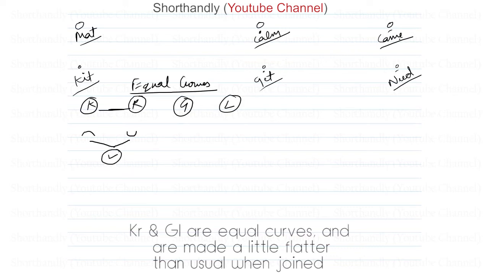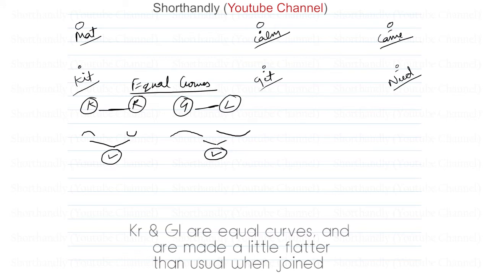Same here, if we take these two, K is made like this and L is made like this. So again, they have equal curves. The length of these two curves is equal, so we'll call them equal curves or equal length curves. It simply means curves whose length is equal.